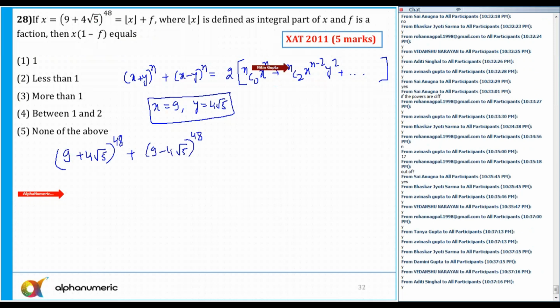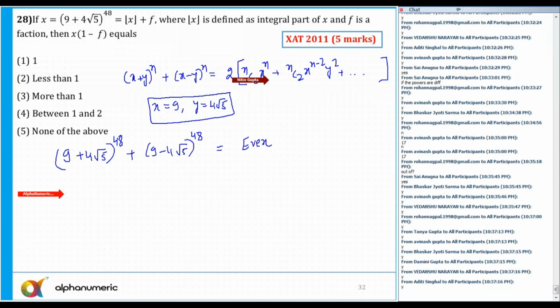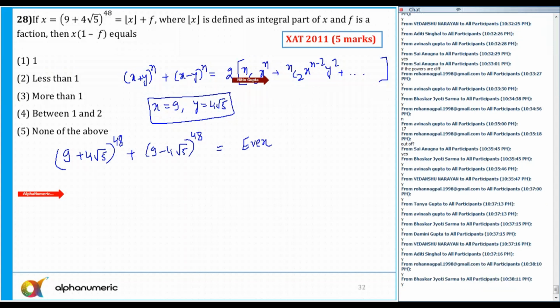So power 48. Even if I neglect this y square, this is the root term. 9 raised to power anything, whether the power is even or odd, doesn't matter, it will always be an integer. But for this to be an integer, the power must be an even number, which I am getting here: y square, y raised to power 4, y raised to power 0. So this term is an even number. Please tell me yes or no. Is that part clear to all of you? This is an even number, the right hand side.